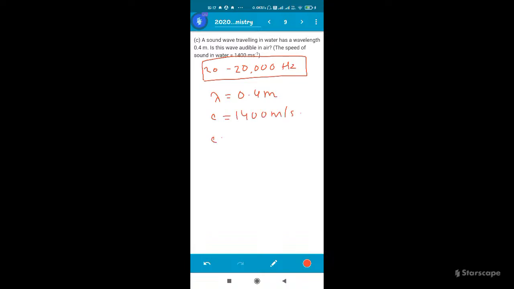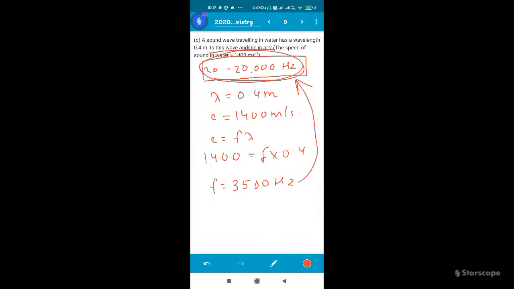So we know C = fλ. So 1400 = f × 0.4. So f is equal to 3500 hertz. So yes, it does lie within the audible range. So this wave is audible in air. You have to write this also, that the frequency of our required wave is 3500 hertz. As a result, we see that it falls inside the criteria for audible range, and as a result it is audible in air. Don't forget to mention these small things, otherwise you will lose marks.